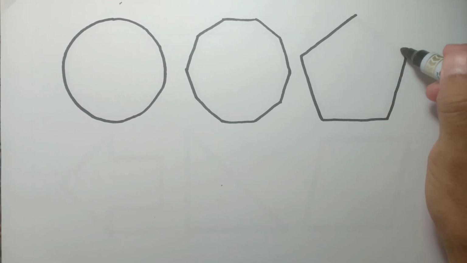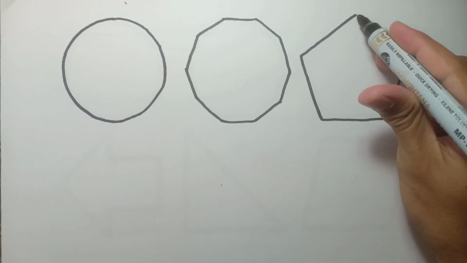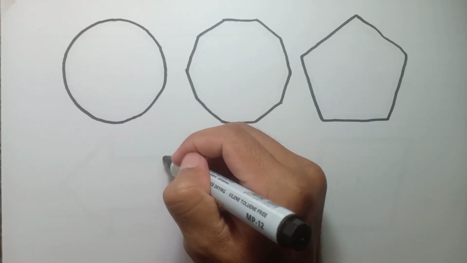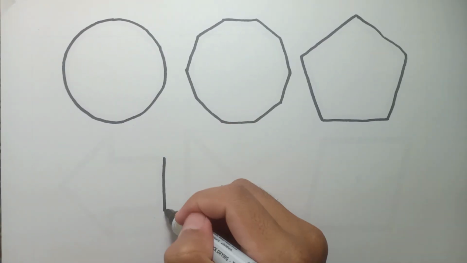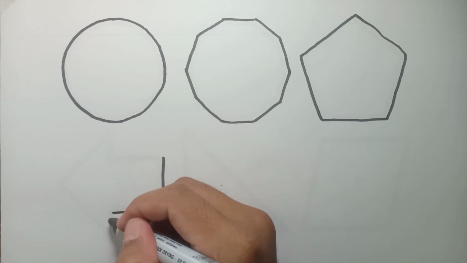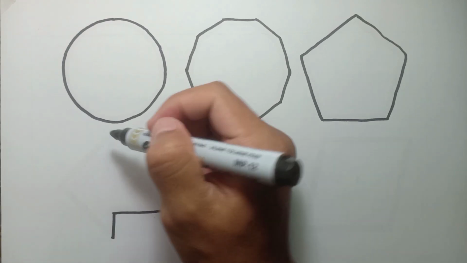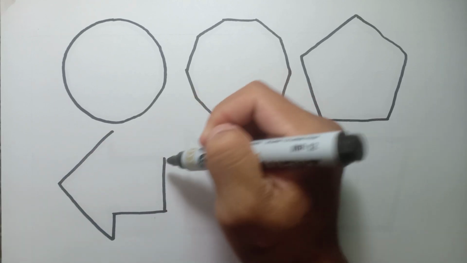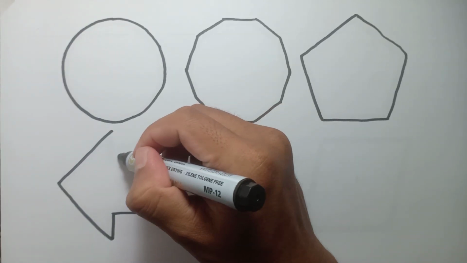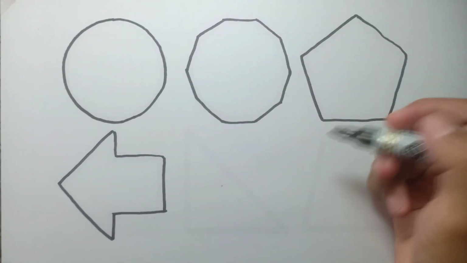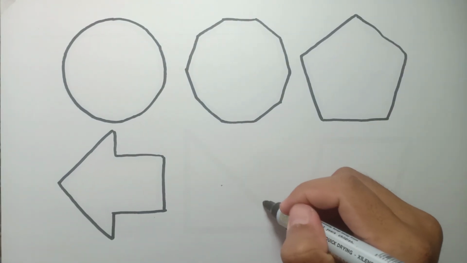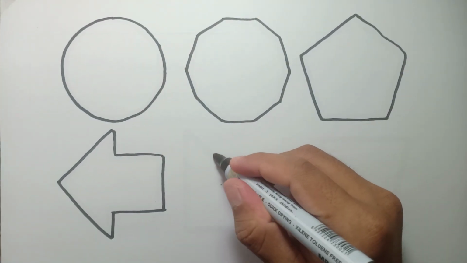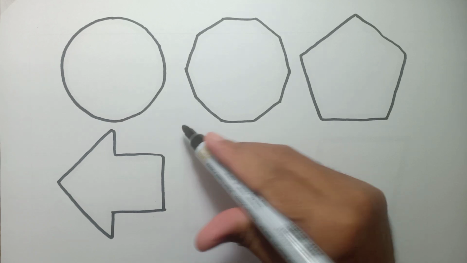And this is a pentagon. This is a pentagon. And this is an arrow. This is an arrow. This is an arrow.